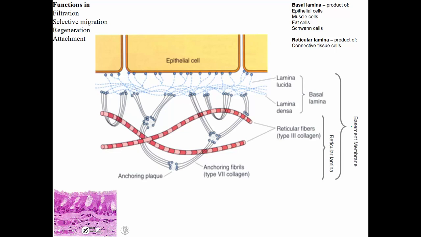So if this is the epithelial tissue, there are receptors that will actually bind to this region called the basal lamina. Now, the basal lamina is made up of proteins that are secreted by the cell that sits on it. So in this case, it's made by the epithelial cell. You can have a basal lamina made by muscles, fat, Schwann cells. So this basal lamina contains the ligands for the receptors on the epithelial cell. And below that is a reticular lamina, made by connective tissue cells. Together, that makes up the basement membrane, the basal lamina plus the reticular lamina. And this connects the epithelial cell lining to the underlying connective tissue.